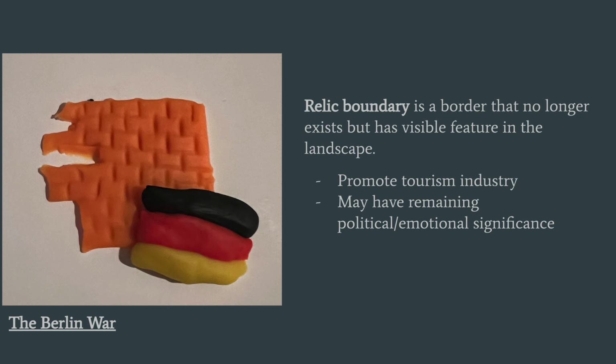Next is the relic boundary, and this is where the border physically exists, but it no longer does the job, and the border doesn't really prevent or separate anything. So the Berlin Wall, for example, used to separate East and West Berlin, but right now it doesn't really do its job, and it's just physically there. A small portion of it is still remaining at the site.